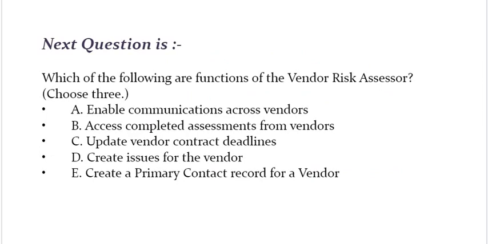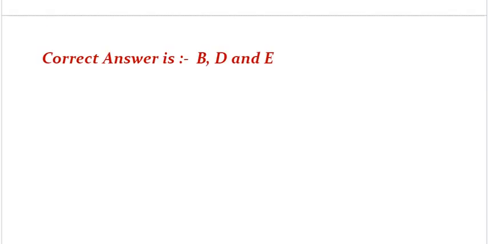Question is, which of the following are functions of the vendor risk assessor? Choose three options. Option A, enable communications across vendors. Option B, access completed assessments from vendors. Option C, update vendor contract deadlines. Option D, create issues for the vendor. Option E, create a primary contact record for a vendor. Correct answer is option B, D and option E.